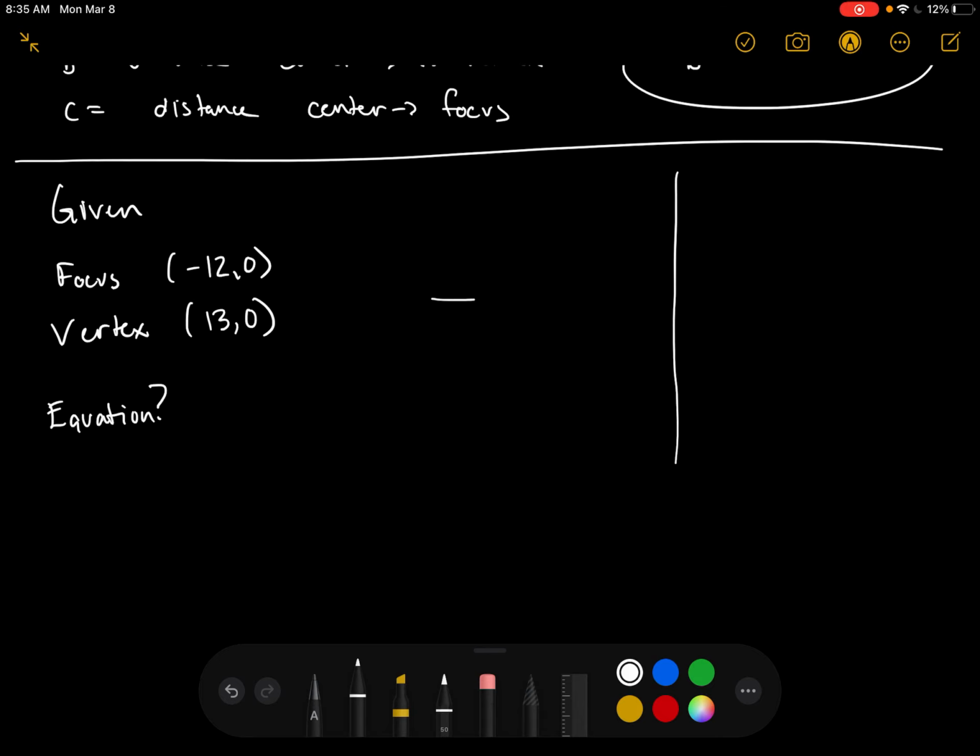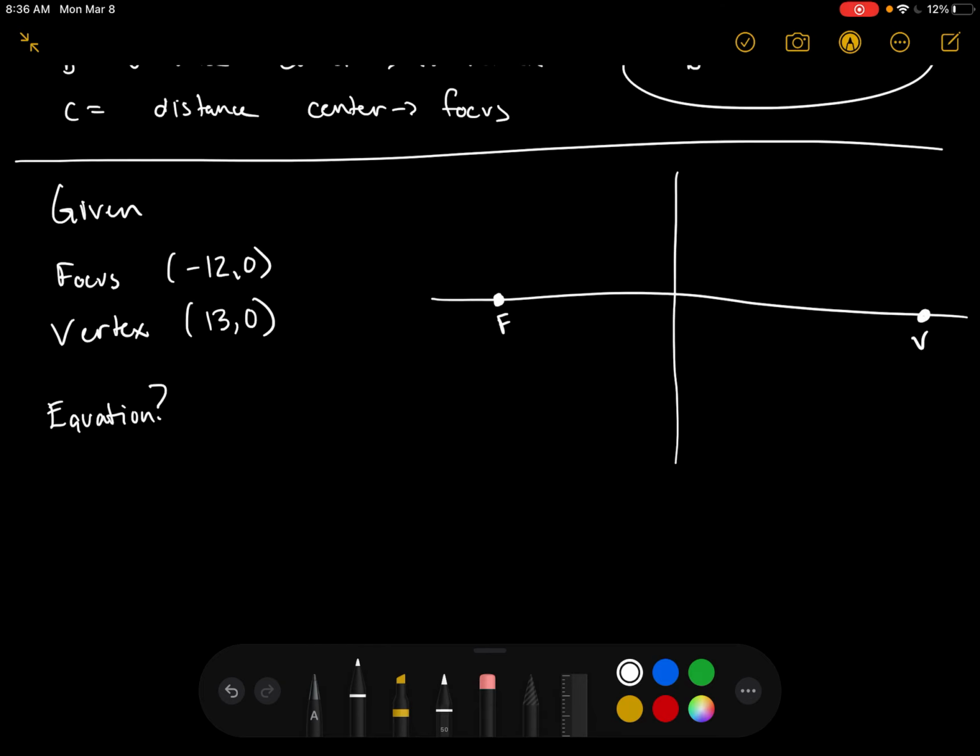So my advice when you're given points is just take a look. What does it look like? So here we have a vertex at +13, 0. We have a focus at -12, 0.